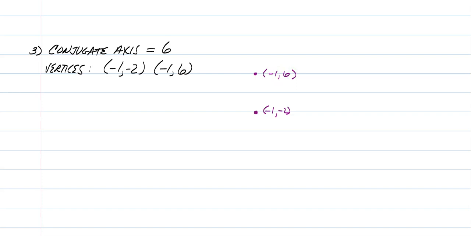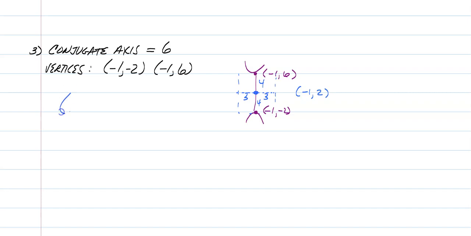Okay, so if that's where your vertices are, again, we know that this is opening up and down. But this time it also gives you the fact that you have a conjugate axis of 6. Conjugate axis, remember, that's the distance from, I guess, your box edges. If we were to create a box, and since this is opening up and down, we know our conjugate axis is going left and right, which are 3 units apiece. Again, from 6 to -2, that's 8, so we know this is 4 and 4, making our center -1, 2.